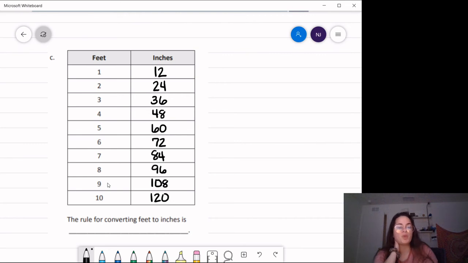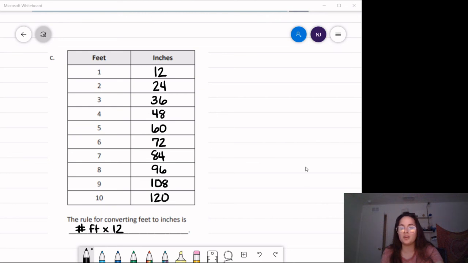So, what is the rule for converting feet to inches? Yep, we're going to take the number of feet and multiply times 12. So for every foot, we have 12 inches, so we multiply our number of feet by 12.